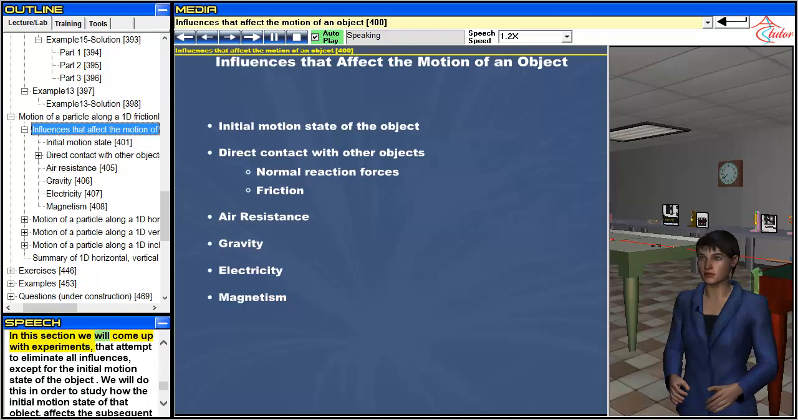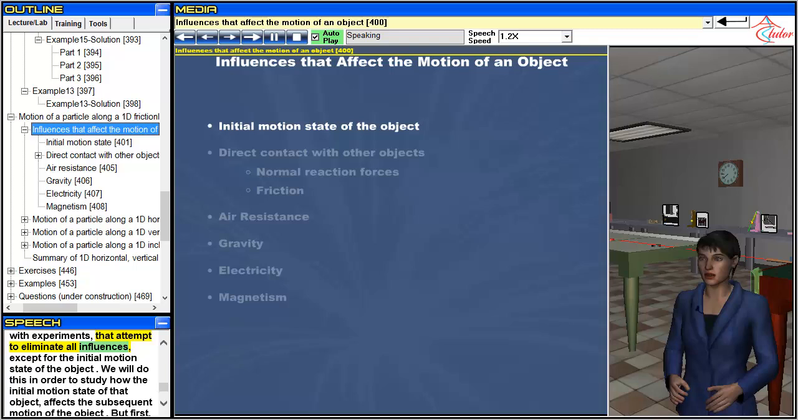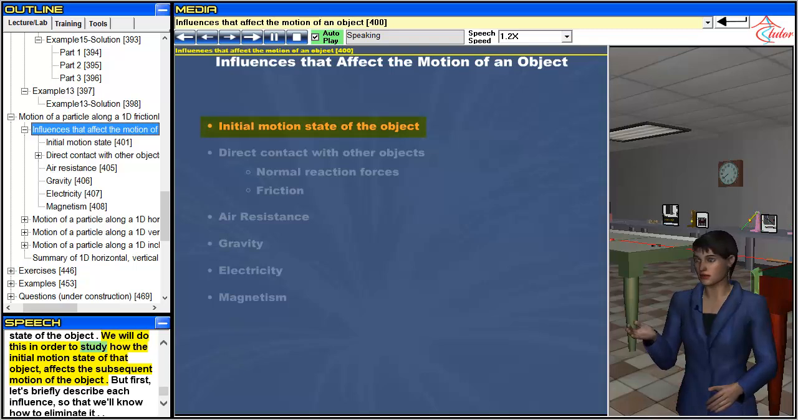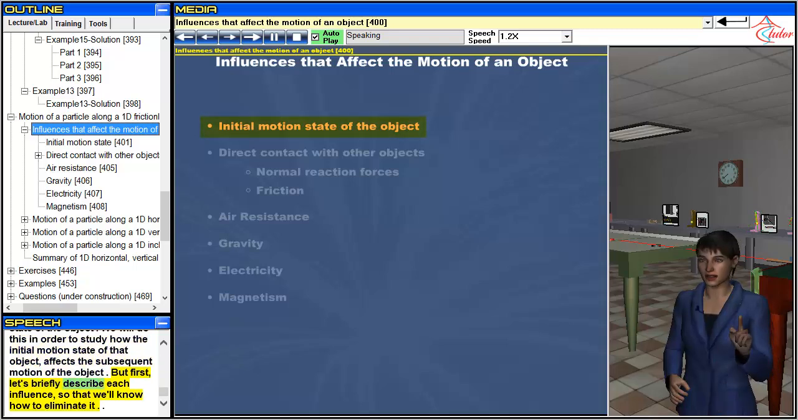In this section we will come up with experiments that attempt to eliminate all influences, except for the initial motion state of the object. We will do this in order to study how the initial motion state of that object affects the subsequent motion of the object. But first, let's briefly describe each influence, so that we'll know how to eliminate it.